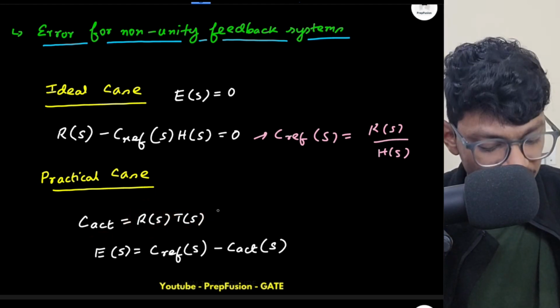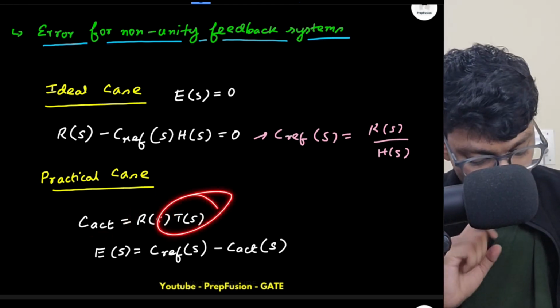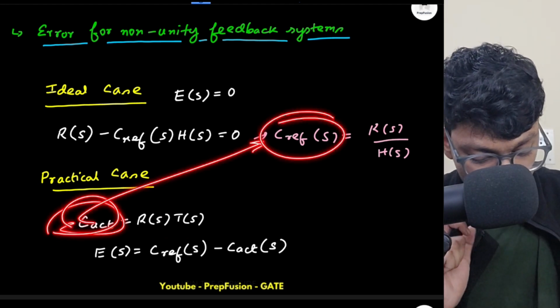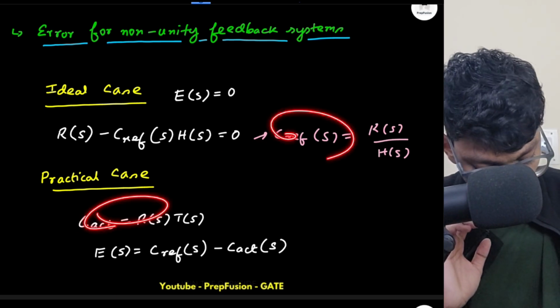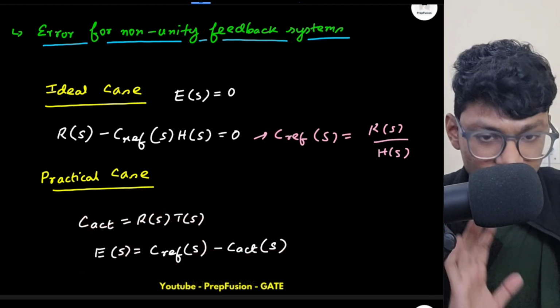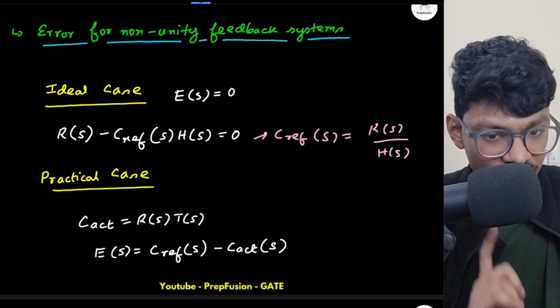There can be some disturbance in the transfer function, due to which the transfer function is changing, and due to which my actual output is not exactly equal to the reference output. I will compare these two. The error will be equal to C reference minus C actual. This is the formula for error in a non-unity feedback system.